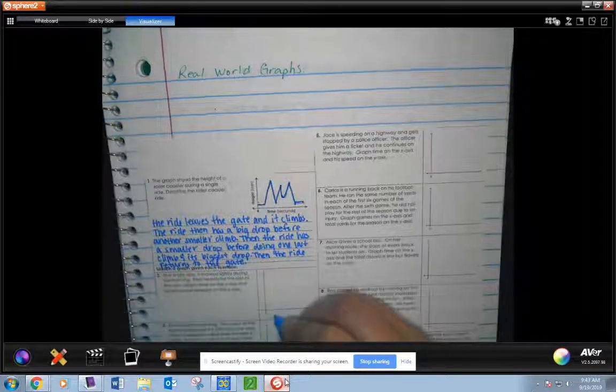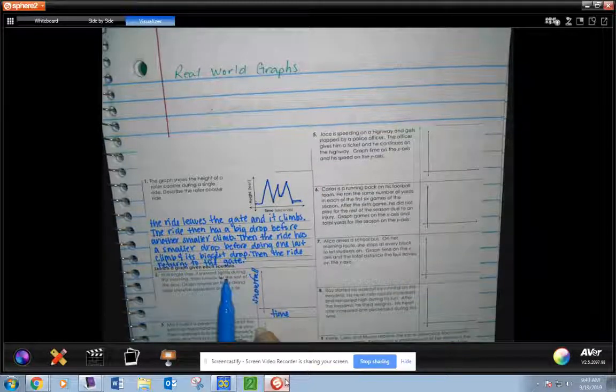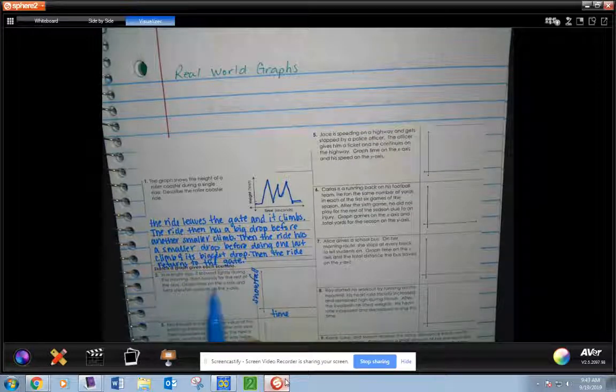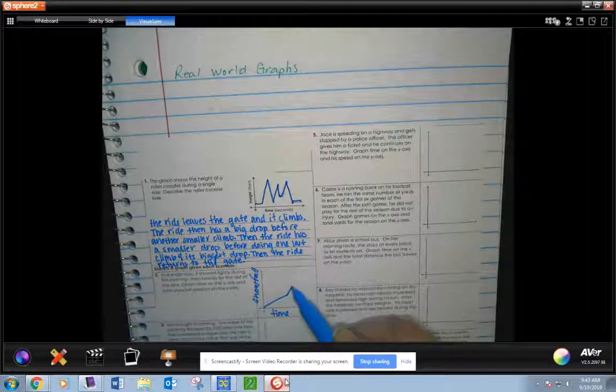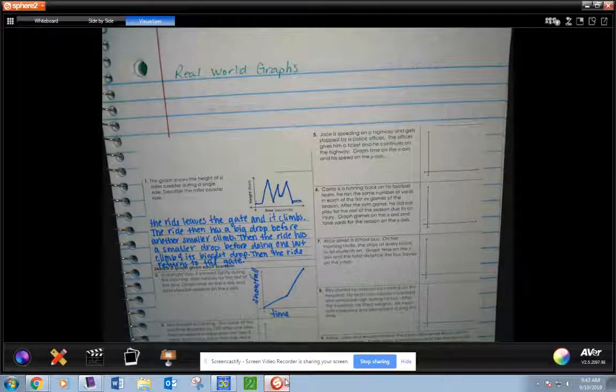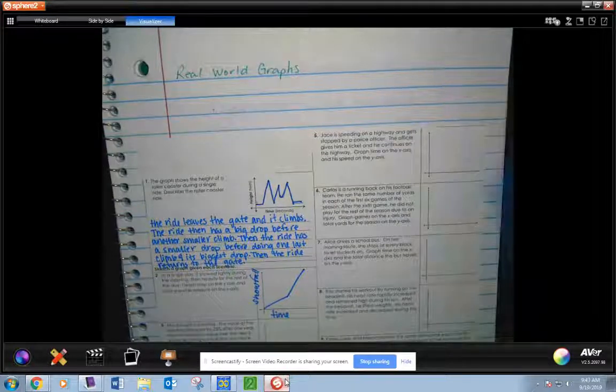So in a single day, it snowed lightly during the morning, then heavily for the rest of the day. Graph time on the x-axis and the total snowfall amount on the y-axis. So time is on x, and snowfall is over here. Okay, so it said it snowed lightly during the morning and then heavy for the rest of the day. So the snowfall was really slow to begin with, and then the rest of the day it picked up and moved really fast. So that's how you would represent that.